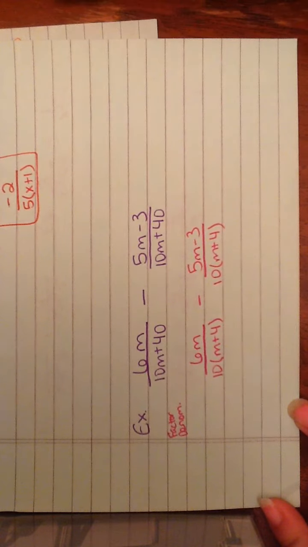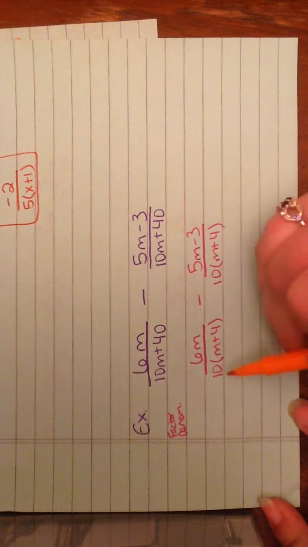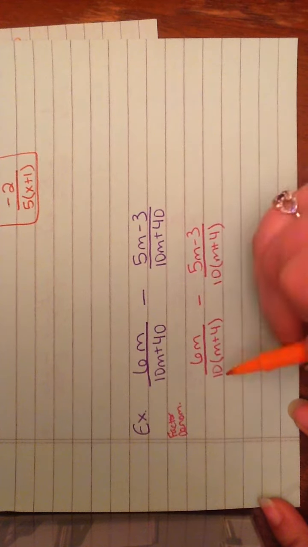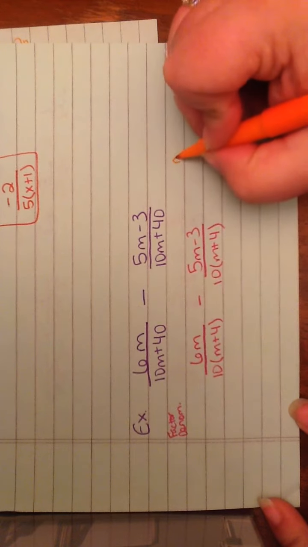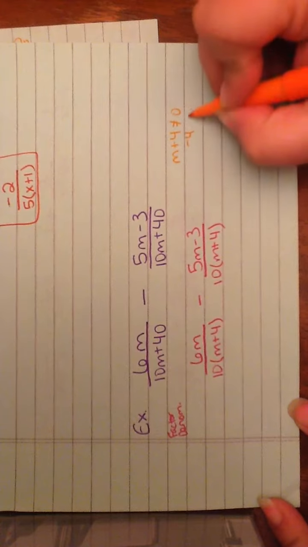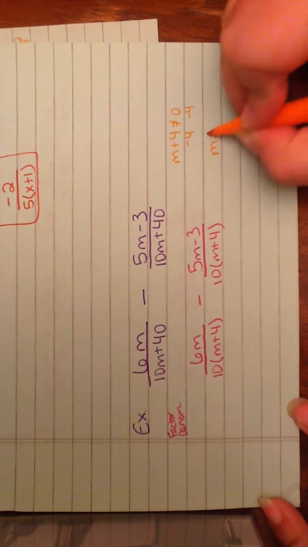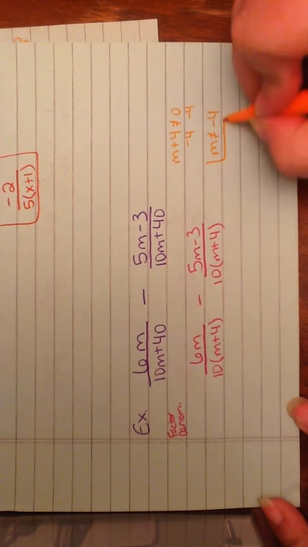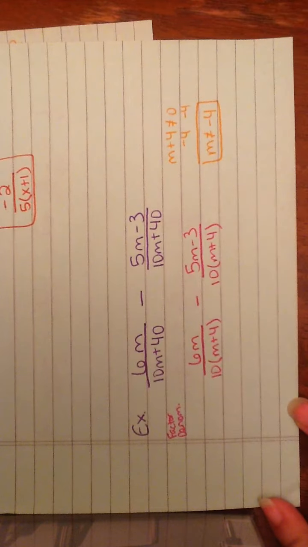Now I need to look and find any restrictions. So will I be setting both of these not equal to 0 or only one of them? Hopefully you know that we're only going to take the m plus 4 and set it not equal to 0 because it's the only one that has a variable. So my restriction is m cannot equal negative 4.